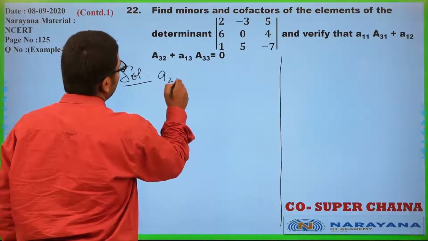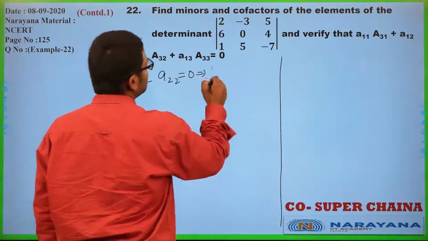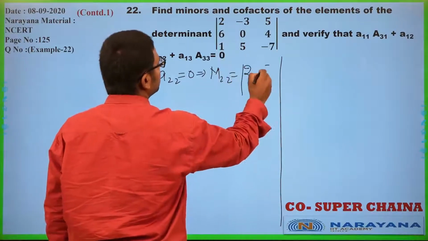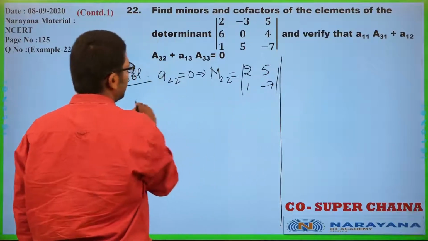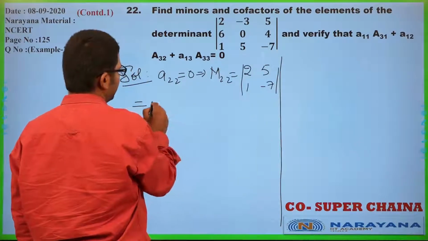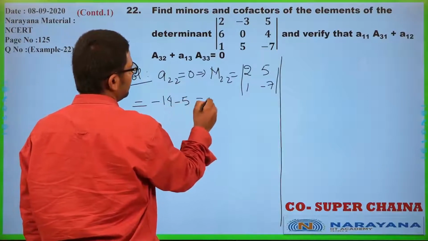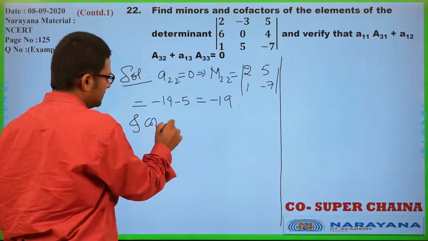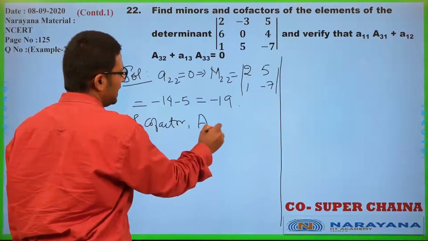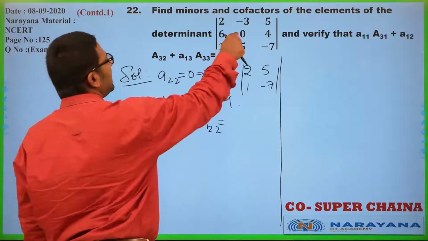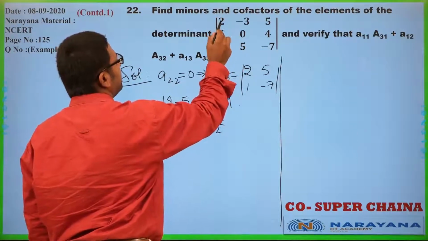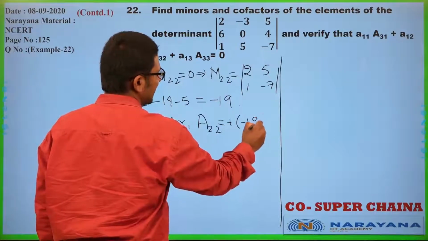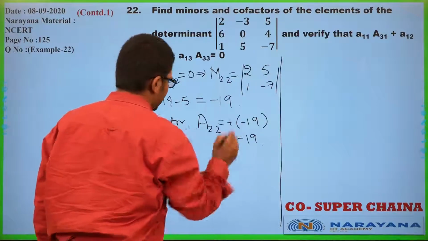Then A22 is the element 0, which means M22 is the determinant, leave this row, this column. So 2, 5, 1, minus 7, right? So minus 14 minus 5, right? Minus 14 minus 5 is minus 19, correct? And cofactor, which is capital A22, would be, at this place we have, like I said, plus minus plus minus plus, right? So plus of minus 19, which is minus 19 itself, right?